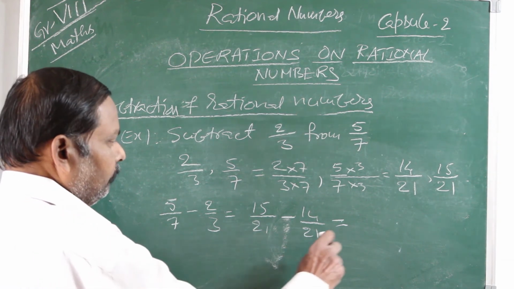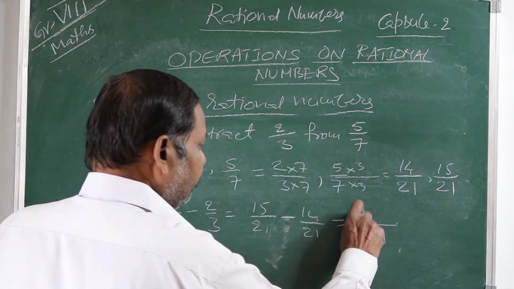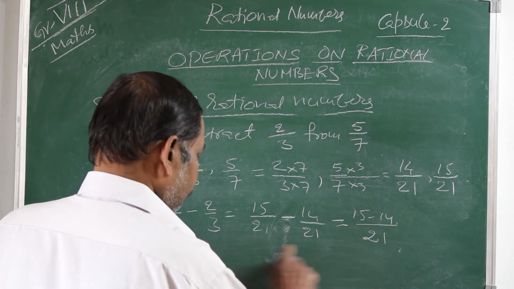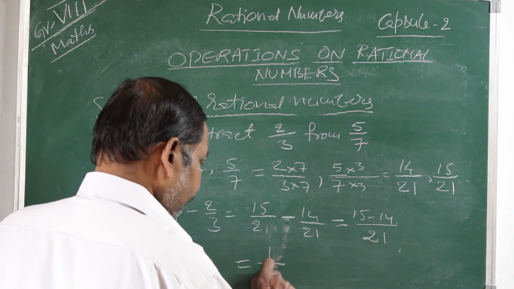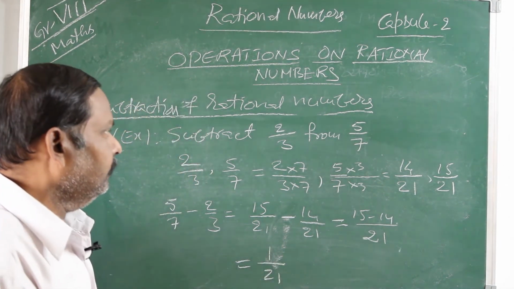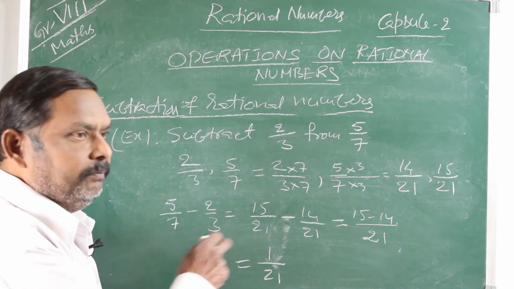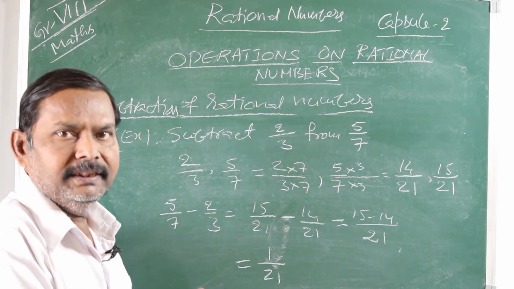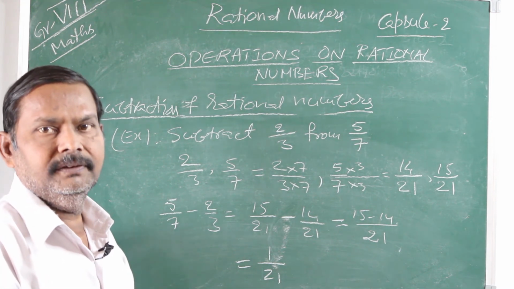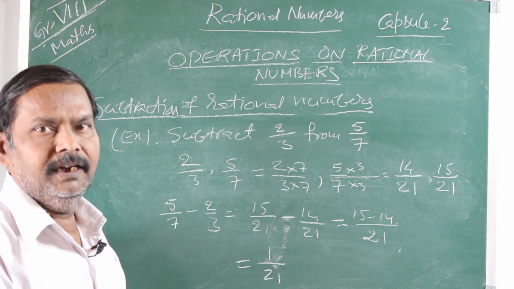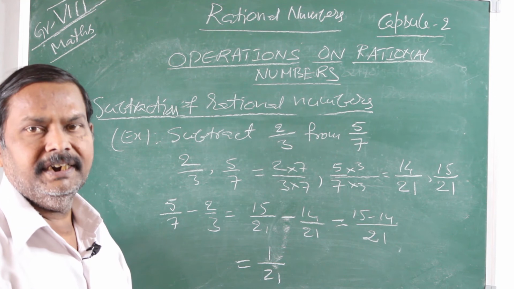So the denominators are the same. 15 minus 14 is 1 by 21. So when you subtract 2 by 3 from 5 by 7, you are going to get 1 by 21. This is the answer. As usual, there are 3 steps: converting the given rational numbers into like rational numbers, subtracting the numerators, and interpreting the final answer. So this is about the subtraction of rational numbers.